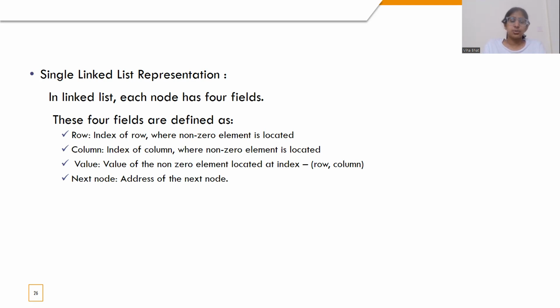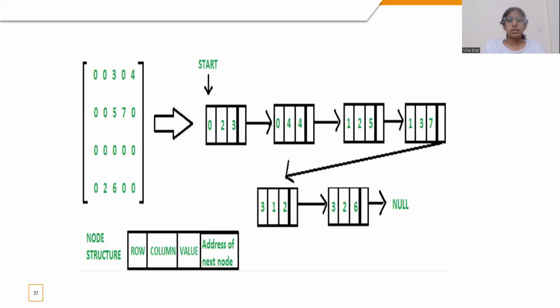Next is single linked list representation. In linked list, each node has 4 fields again. Here the 4 fields are as follows: row, index of row where non-zero element is located, column, index of column where the non-zero element is located, value, that is value of the non-zero element located at the index of given row and column, and the next node of the address. So this next node contains the address of the next node. Here's an example for the same, where 0 is the row index, 2 is the column index, 3 is the value, and the node after that points to the address of the next node.